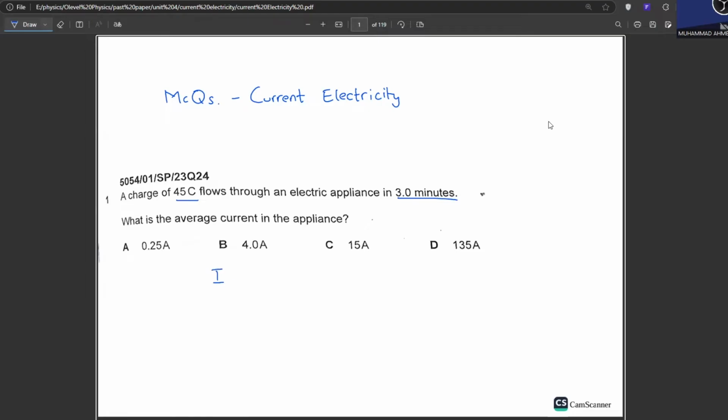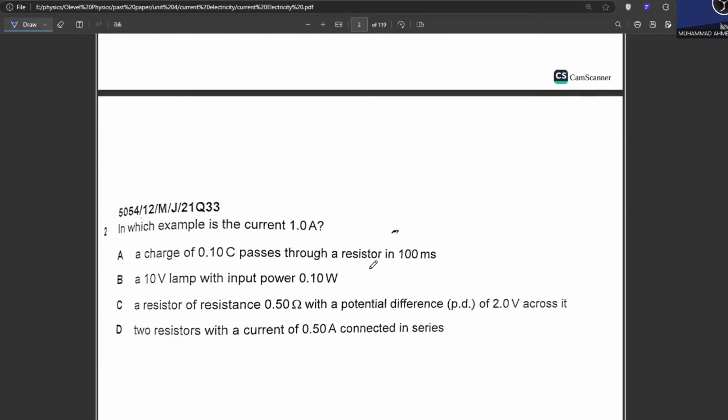We have to calculate the current. Current is equal to charge over time. What is your charge? 45 coulombs. What will your time be? Always remember that you give the time in seconds. So 3 into 60. Why? Because you are converting minutes into seconds. 0.25 ampere is your answer. A is your answer. Let's further move ahead.